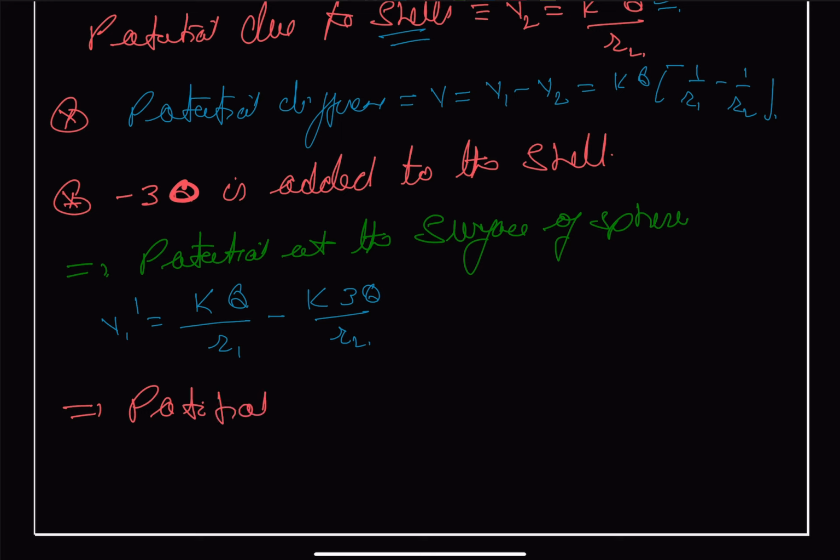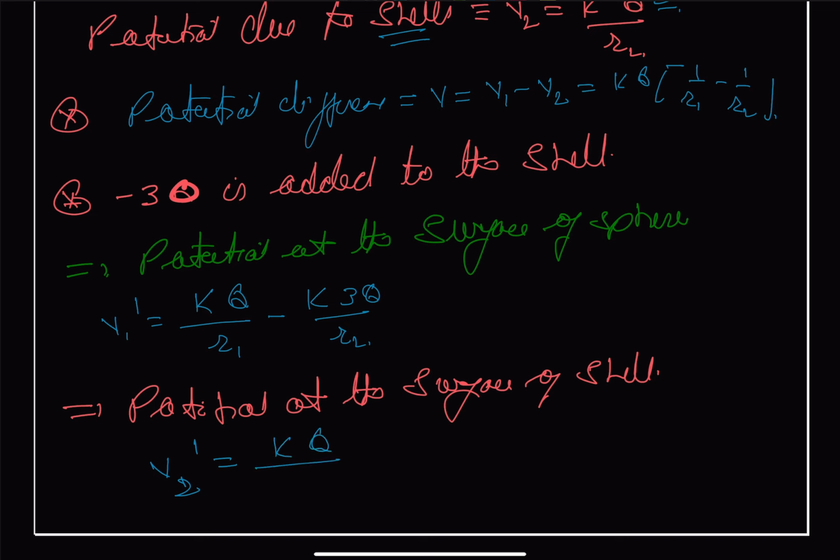Potential at the surface of shell, and let us call that V2 prime, will be equal to KQ upon R2 minus 3KQ upon R2. We have to find out the potential difference.